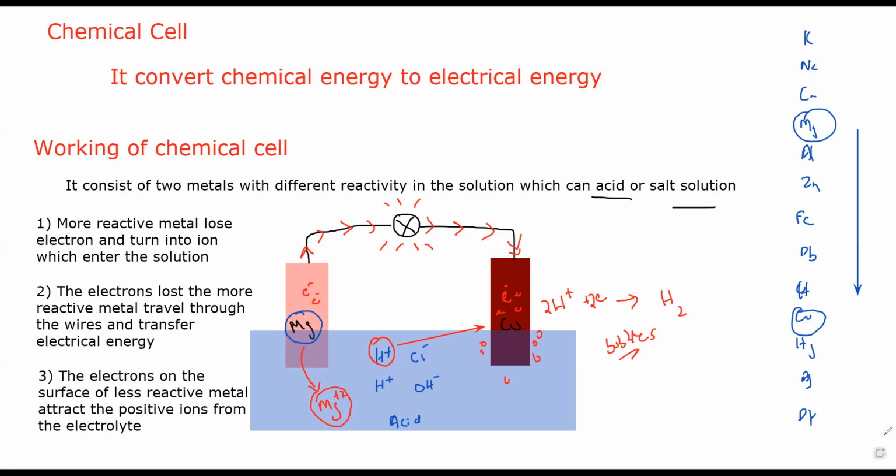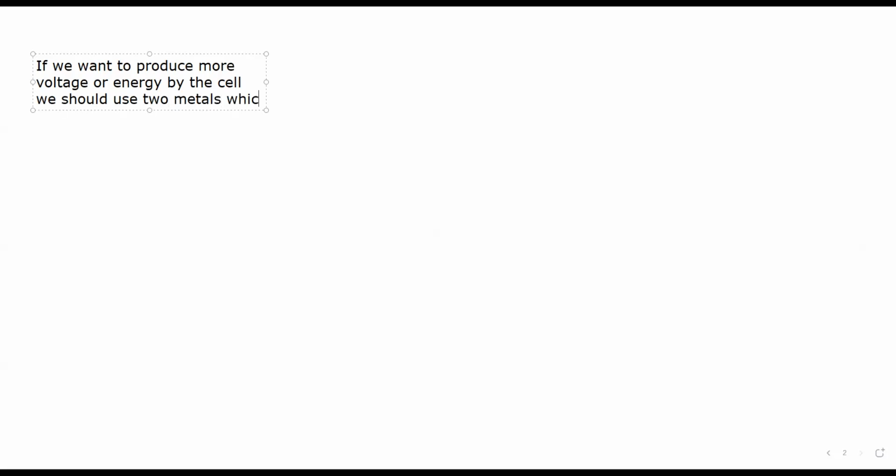If you want to produce more energy or more voltage — voltage means how much energy the charge carries, that's called voltage — so if you want to produce more voltage or energy by the cell, we should use two metals which have a greater difference in the reactivity.